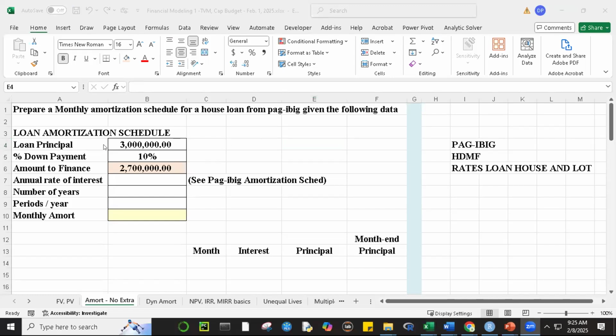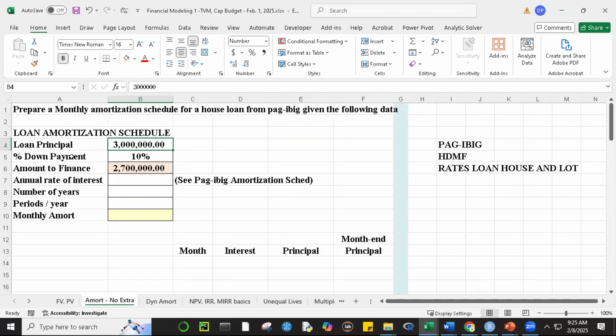Okay. So I wrote here the loan principal, and then we're told that we can only loan 2.7 million, which means that 300,000 has to be equity on the part of the borrower, on your part, since we're assuming that you're the one making the loan. And that's 10% because that's 300,000. So this is the loanable amount.